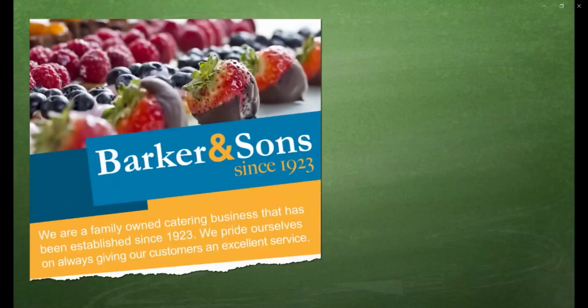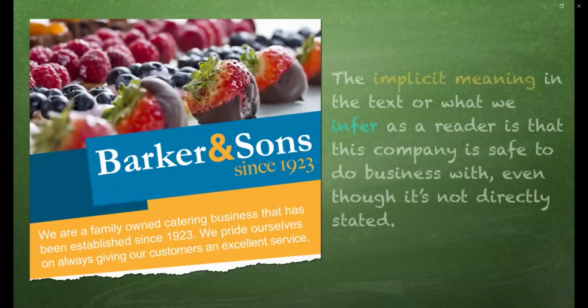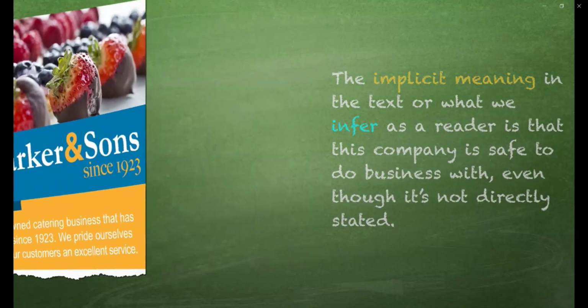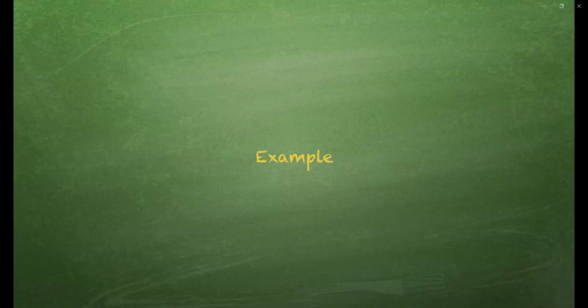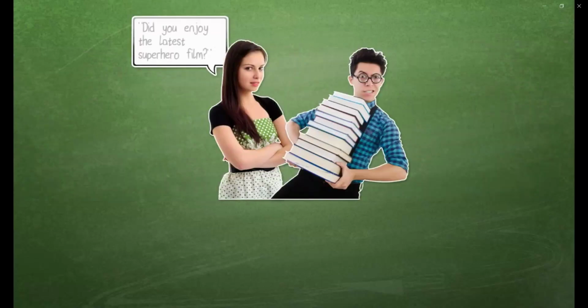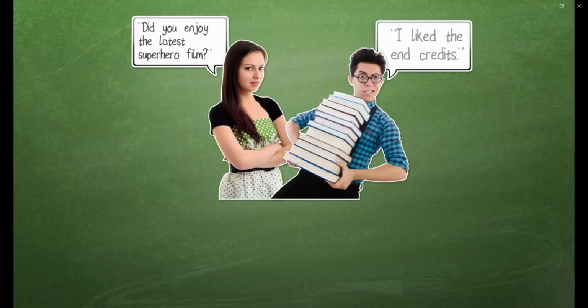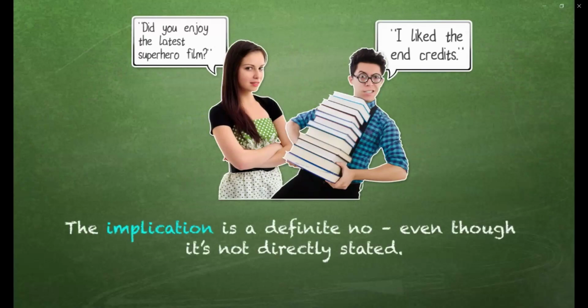Barker & Sons are a family-owned catering business that has been established since 1923. We pride ourselves on always giving our customers an excellent service. The implicit meaning in the text, or what we infer as a reader, is that this company is safe to do business with, even though it's not directly stated. Implicit meaning can be conveyed with humour and by what's not said. For example, did you enjoy the latest superhero film? I like the end credits. The implication is a definite no, even though it's not directly stated.